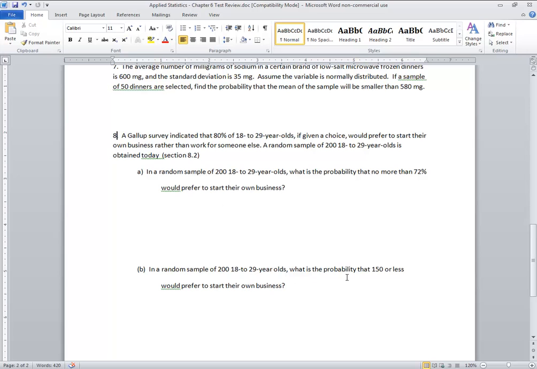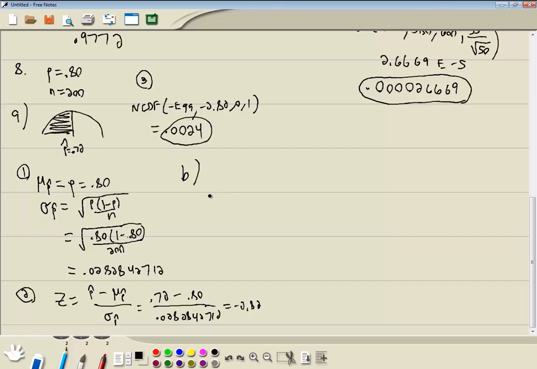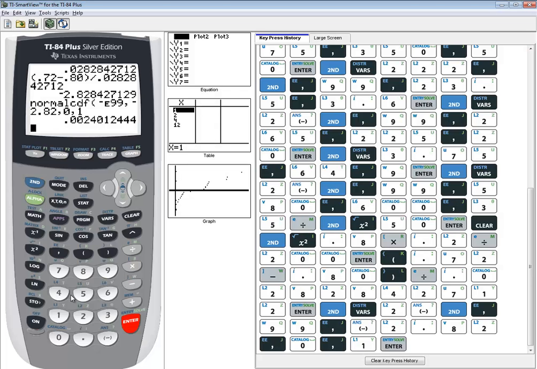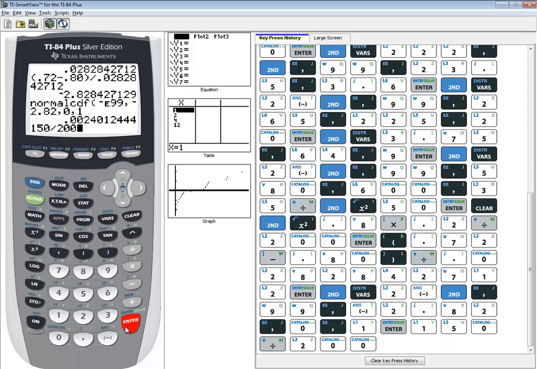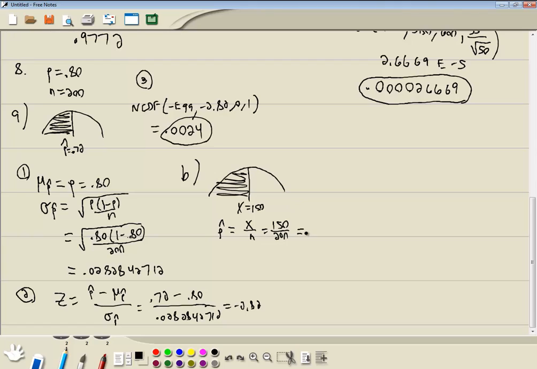In a random sample of 200, what is the probability that 150 or less prefer to start their own business? Okay, so they're giving us x is equal to 150 or less, shaded this way. Well, we have to first find p hat. And p hat is equal to x over n. So that'll be 150, and n we said was 200. So 150 divided by 200 gives us 0.75. So what we're really finding is p hat is equal to 0.75 shaded to the left.